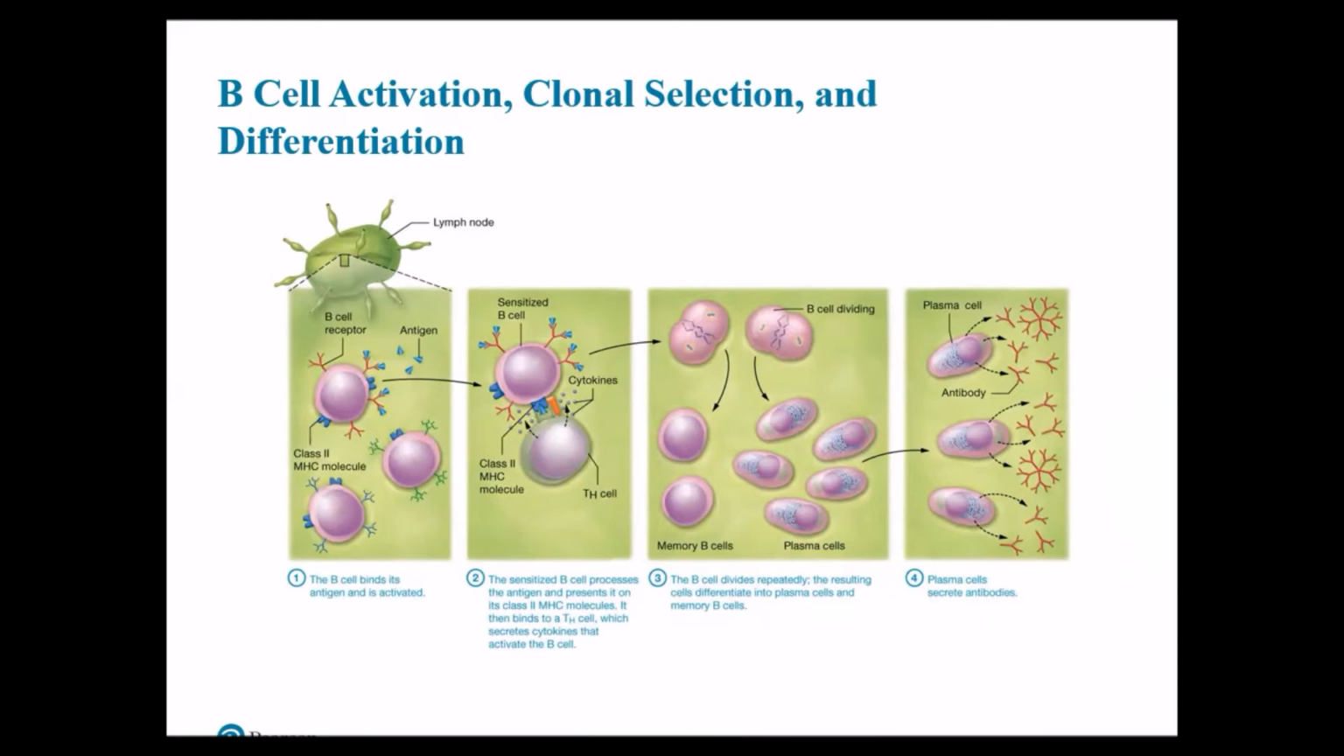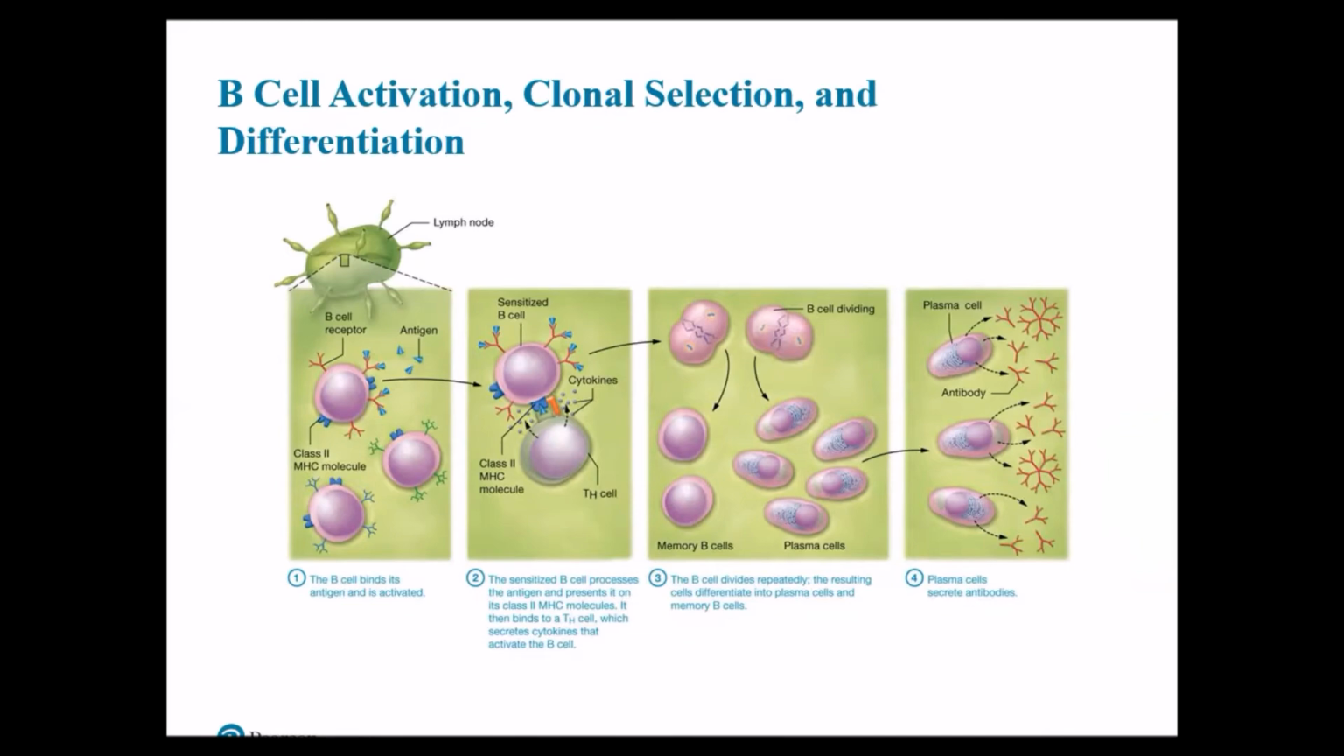And then once it binds to another helper cell here, a T cell, it can activate this helper cell. That in turn causes your B cells to start their process of activation. And so now you have the B cells that start to divide. The B cells start dividing. They're going through the proliferation and then the differentiation process, just like the T cells did.